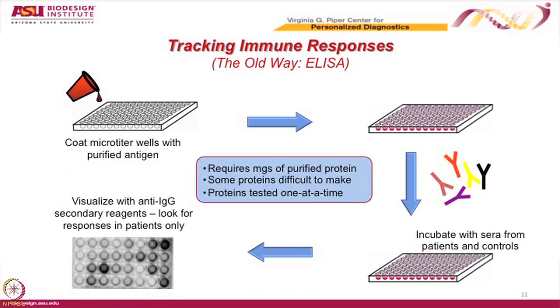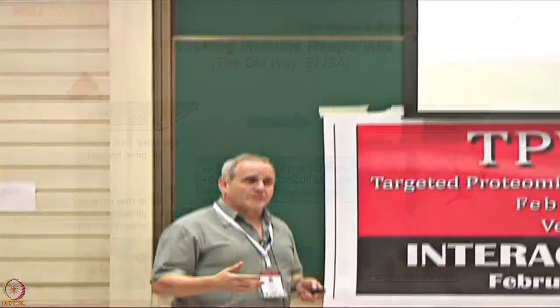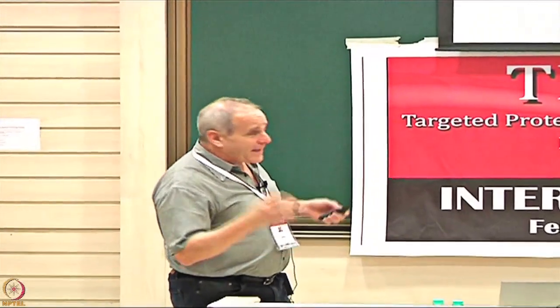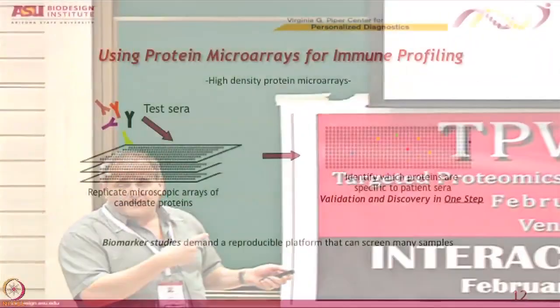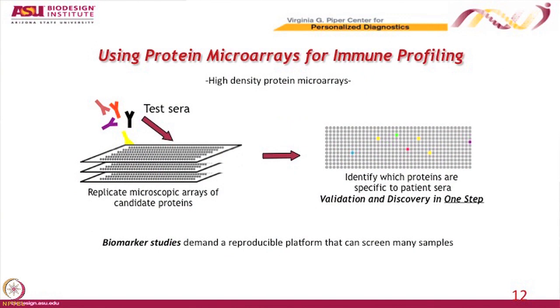The challenge, of course, as I mentioned before, is that it requires a lot of protein to coat these wells. Some proteins are not easy to make. And you're testing proteins by this method, one protein at a time. And if you want to think like a modern systems biologist and you want to think at scale, you'd rather be testing thousands of proteins at a time. And so this time I have the picture there, so it's much better. That's the idea of these arrays.